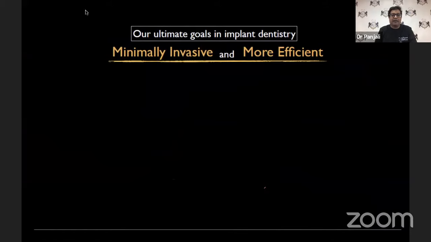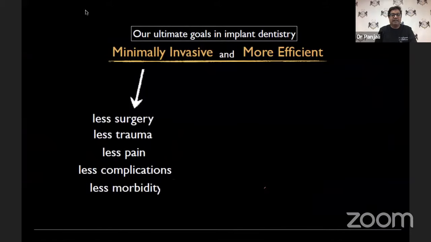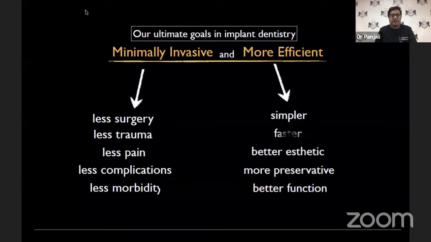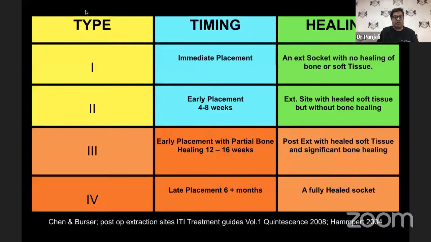So our ultimate goal in implant dentistry is to be minimally invasive and be more efficient. Minimally invasive by doing less surgery, less trauma, less pain, less complication, and trying to be more efficient by employing techniques that are simpler, faster, give us better aesthetics, and preserve more of the tooth structure or the tissue. And out of all these things, I think the simpler, faster, and less morbidity should be on the top of our list at all times.